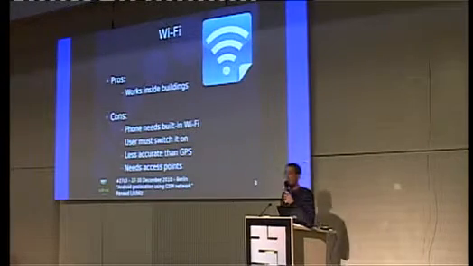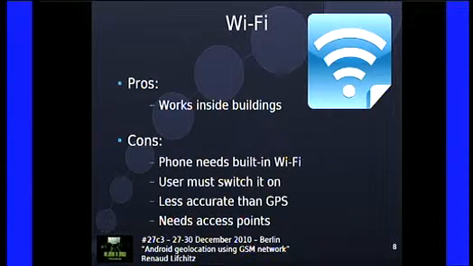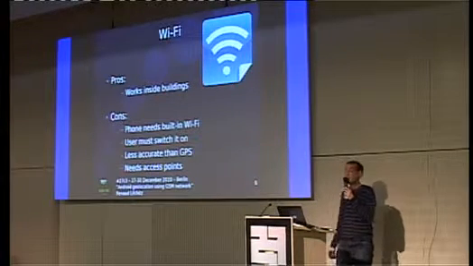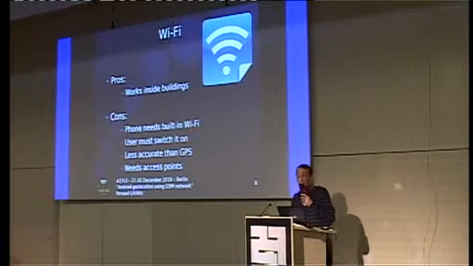Another way to geolocate yourself is to use Wi-Fi. Wi-Fi, on the contrary, works inside buildings. So you can locate yourself at work or at home. No problem with that. But you need Wi-Fi on your phone. You need to switch it on. And it's far less accurate than GPS because the coverage for a Wi-Fi access point is about 300 meters. So it's not very accurate. And you need, of course, access points in order to triangulate your position. If you don't have any access point near your building, you won't be able to locate yourself.